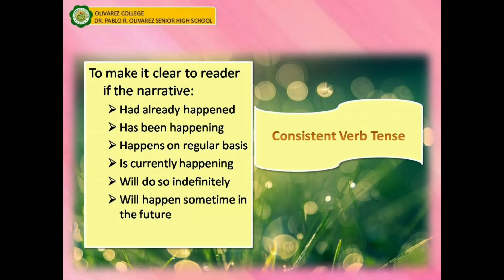Let's talk now about consistent verb tense. Consistent verb tense means keeping the same tense throughout a clause. A time period in a clause should be described with the same tense. If you have two or more time periods, start a new clause or a new sentence. Make it clear to the reader if the narrative had already happened, has been happening, happens on a regular basis, is currently happening, will do so indefinitely, or will happen sometime in the future.